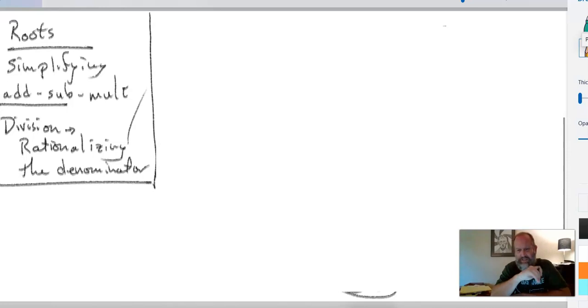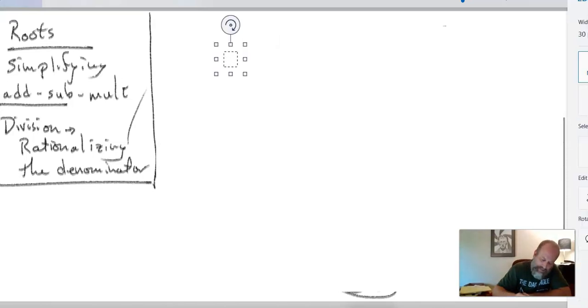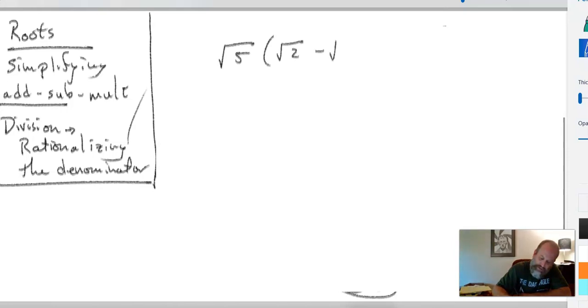You have two things that are just a single radical. Now, it turns out if you have other stuff, you can do things like this: the square root of 5 times square root of 2 minus the square root of 10.